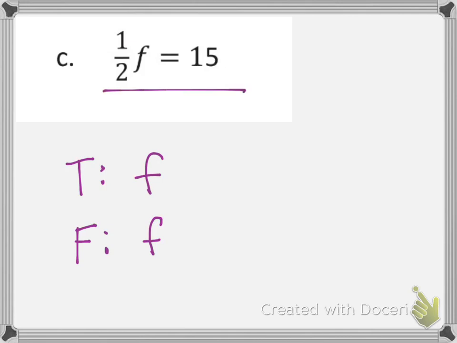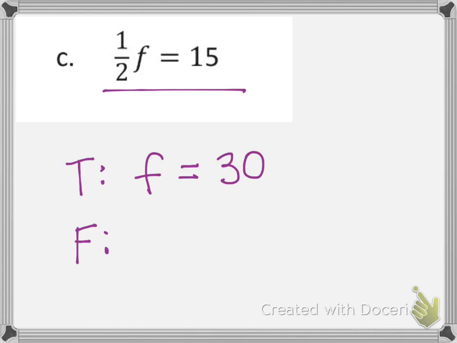So let's look at our equation this time. It's an equation. Well, we know for sure it's an equation, so there's only one way that it's true. There's only one number that will make this true. Half of that number is 15. So half of what number is 15? Well, half of 30 is 15. So f would have to be equal to 30. And if f equal to 30 makes it true, then if f is anything else, it's going to be false.